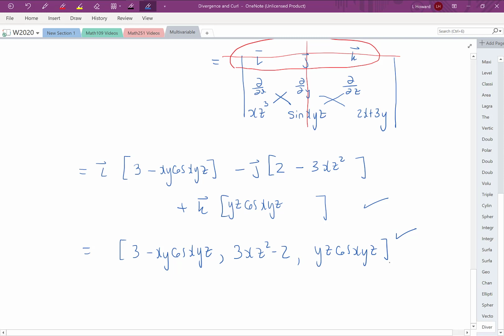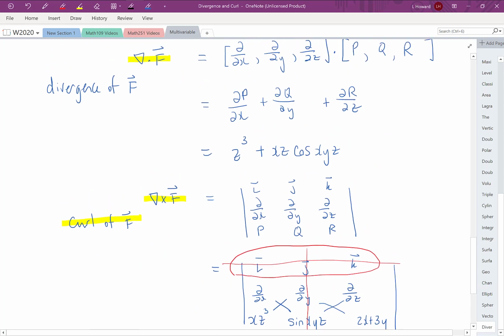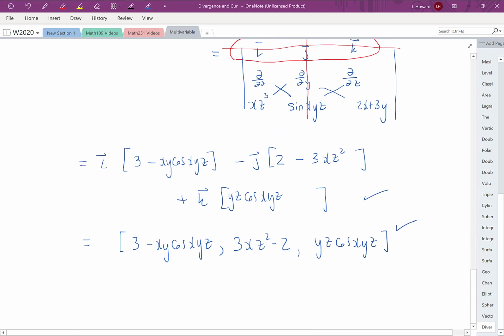So the main takeaway here is that when you're calculating the divergence, as we did up here, your answer is going to be some sort of function. It's going to be a bunch of terms added together. Whereas when you calculate the curl of your vector field, your answer is going to be in the form of a vector. And we're going to talk about the physical interpretation of divergence and curl right away.